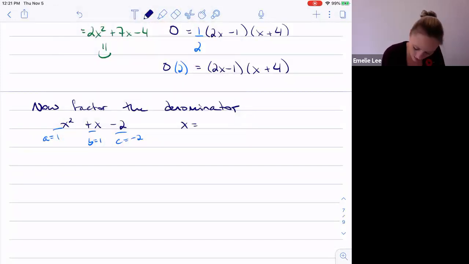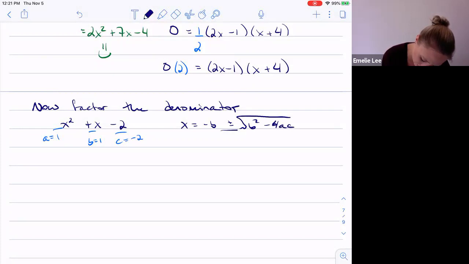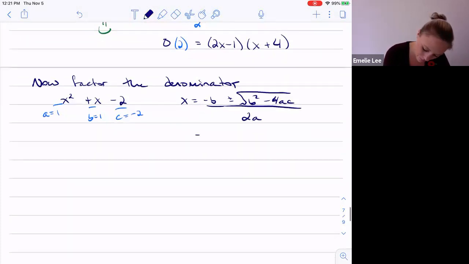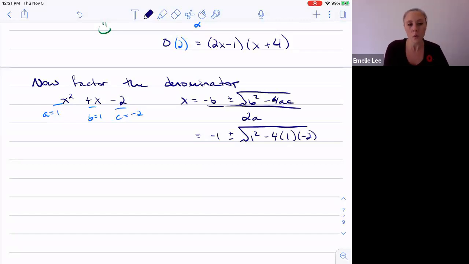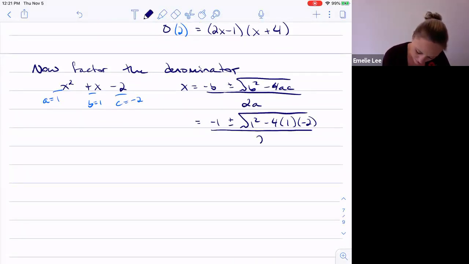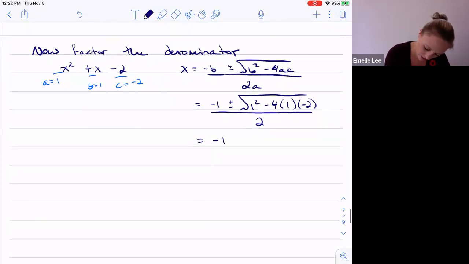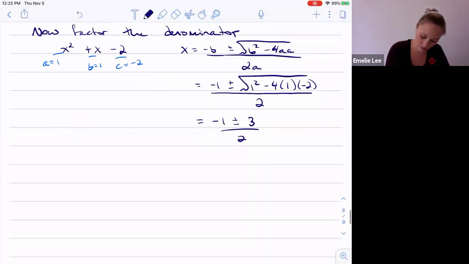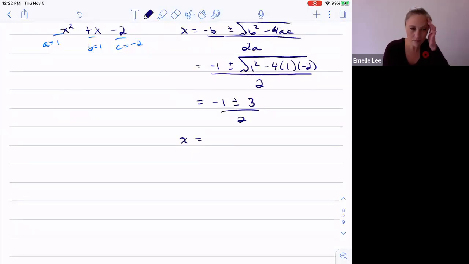So x is negative b plus minus the square root of b squared minus 4ac, over 2a. That's -1 plus minus the square root of 1 squared minus 4 times 1 times -2. 1 plus 8 is 9, and 2 times 1 is 2. So we get -1 plus minus the square root of 9, which is 3, divided by 2. So x is equal to -1 plus 3, which puts me at +2 over 2, which is 1. And x is -1 minus 3, that's -4 divided by 2, which is -2.